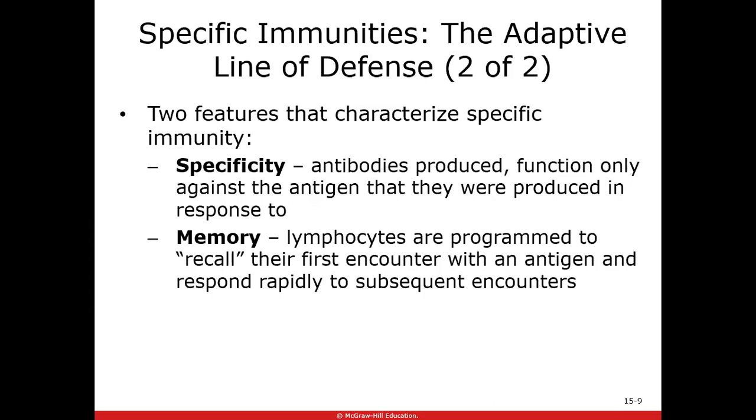Two features characterize immunity: specificity. With specificity, antibodies are produced and they function only against the antigens that they were produced in response to. That's why they're very specific. An antibody is very specific for the antigen it's produced for. Then we have memory. Lymphocytes are programmed to recall their first encounter with an antigen and respond rapidly to subsequent encounters.